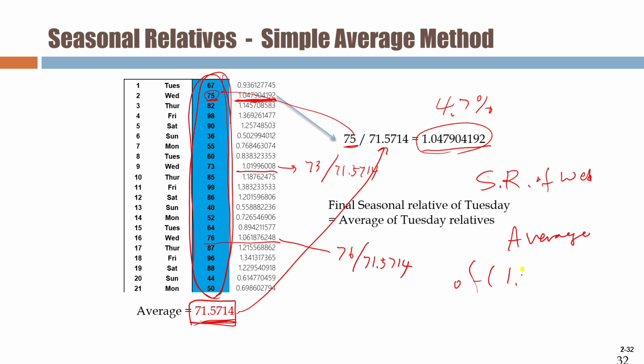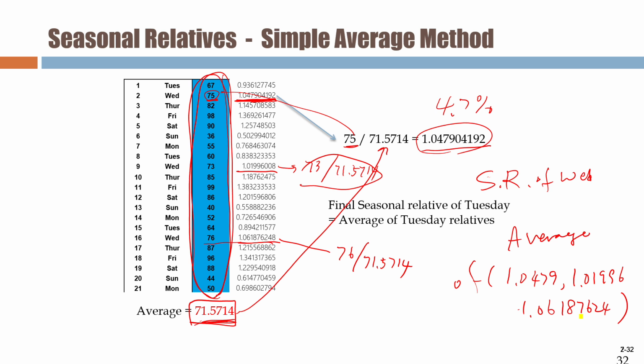1.0479 and 1.01996, and this one is 1.06187624. Right? In this way you can calculate it.